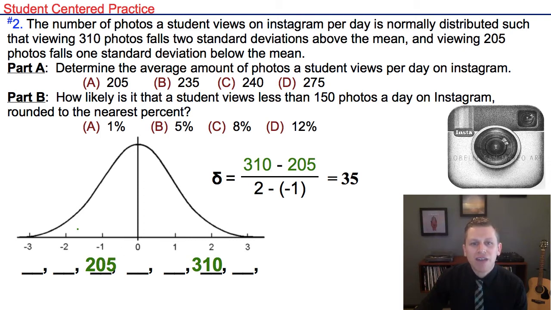Add 35 to 205, and I know that the mean here is 240. And then I can check that that works by adding 35 twice and making sure I get back to 310. Adding it once, I get 275, and adding it again, I get to 310. Now we can go about answering part B.